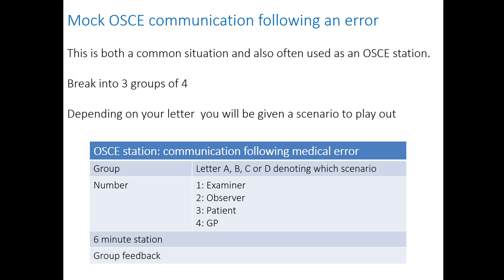Okay. When we run this session in class, we will run an OSCE station looking at how you communicate after a medical error. So we will split a group of 12 into 3 groups of 4, and you have 4 scenarios, 1 scenario each, denoted by the letters A, B, C, or D. And you will also have 4 roles denoted by your number. 1 is the examiner, 2 the observer, 3 the patient, 4 is the GP. You'll have a 6-minute station, and then we'll have a group feedback.